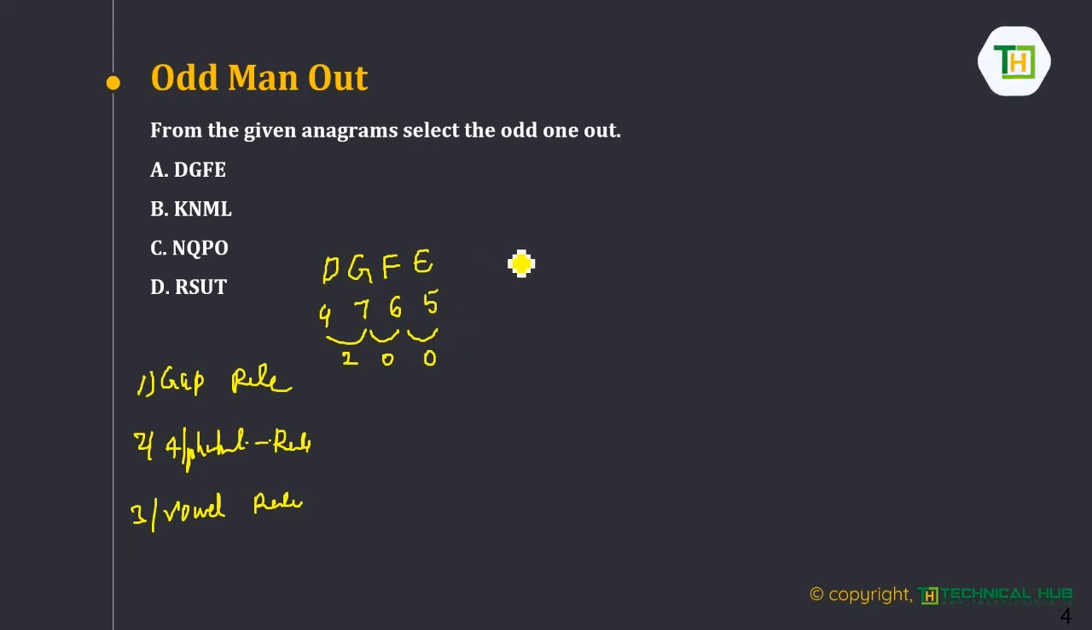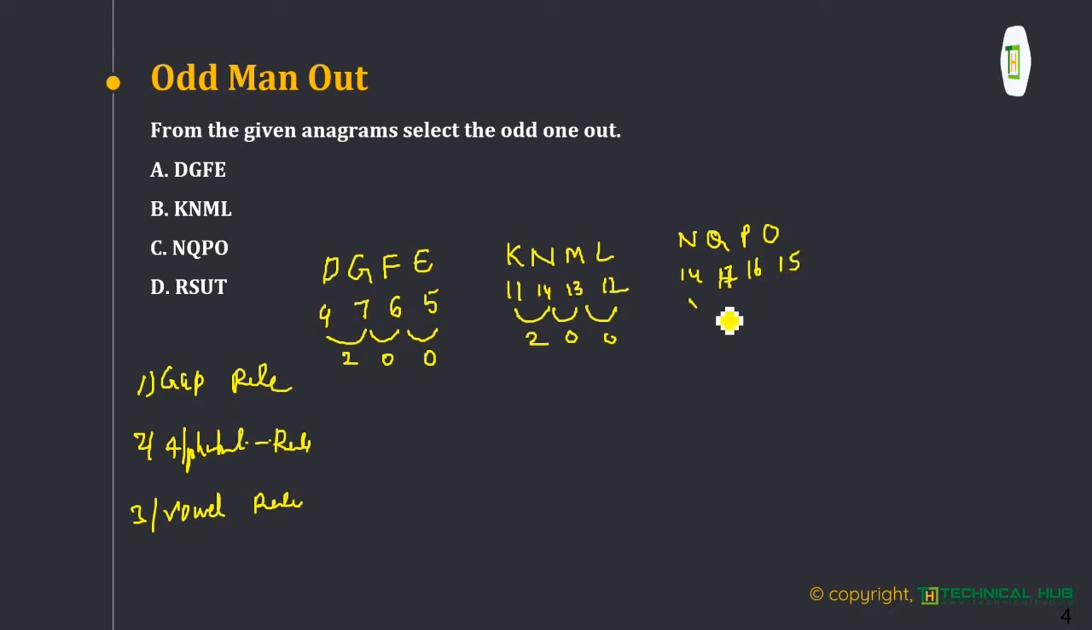Coming to option B: K, N, M, L. K is 11, N is 14, M is 13 and L is 12. K and N have a gap of 2 letters, N and M 0, and M and L 0. Going to the third option: N, Q, P, O. N is 14, Q is 17, P is 16 and O is 15. The gap between N and Q is 2 letters, and the gaps after that are 0.